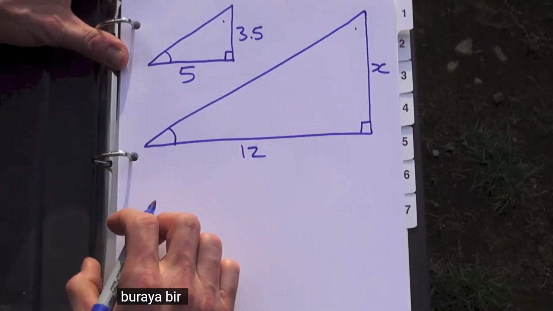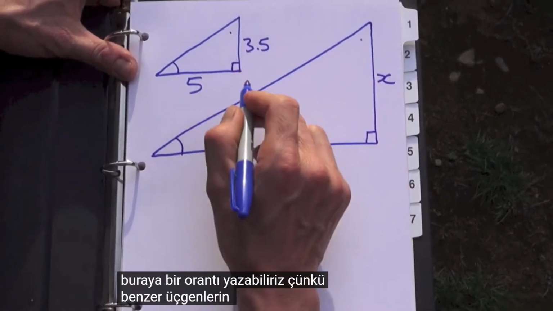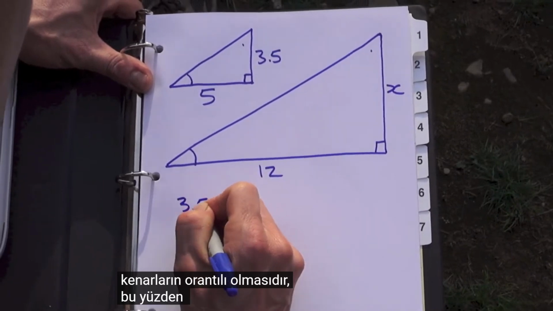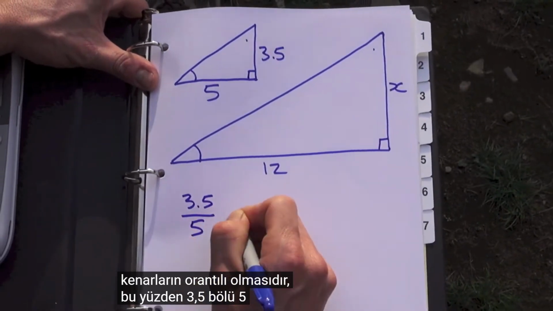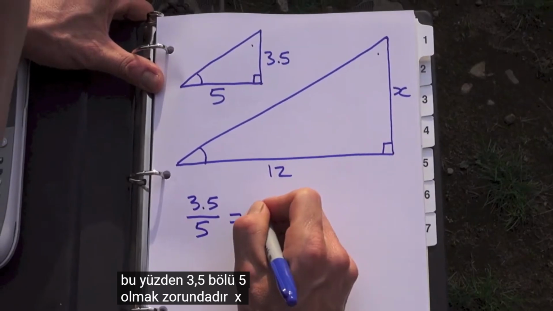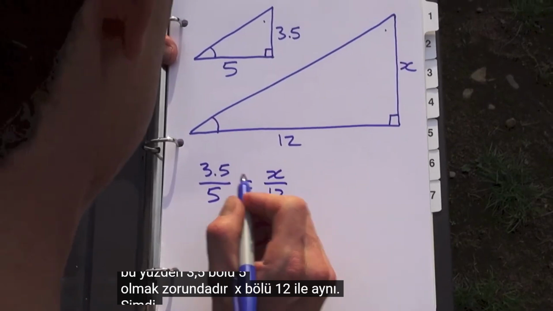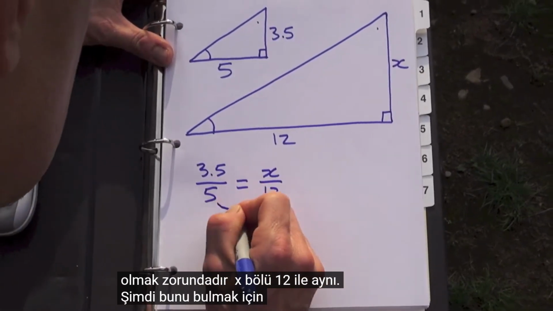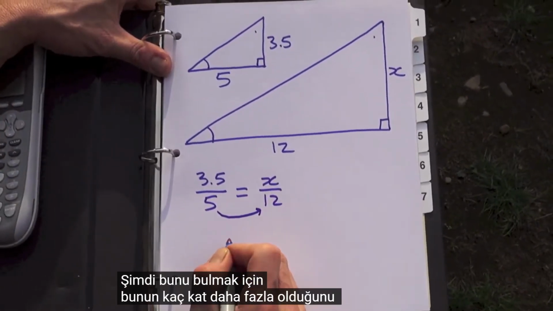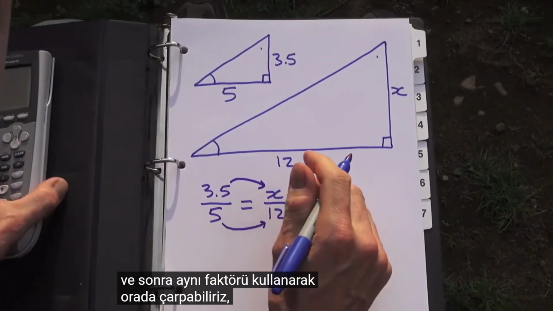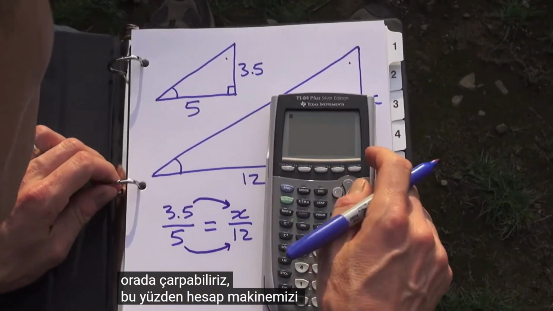We can write a proportion here because a property of similar triangles is that the sides are in proportion. So 3.5 divided by 5 has to be the same as x divided by 12. Now to figure that out, we can just figure out how many times more that is and then use that same factor to multiply there. So we'll get our calculator.